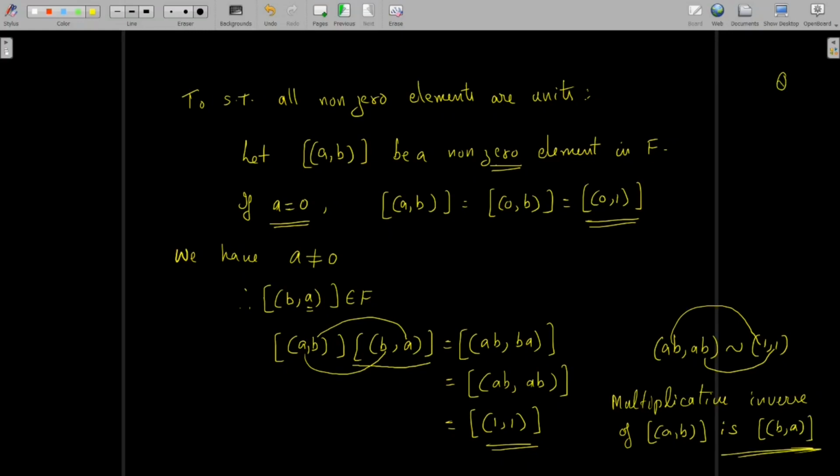In the case of rational numbers also, we can check whether the result is matching. We take a rational number A by B which belongs to Q, and we are taking here A not equal to 0, and what will be the multiplicative inverse of A by B? It is B by A. Since A not equal to 0, B by A also belongs to Q, and A by B into B by A is actually equal to the multiplicative identity 1. So from here also we can easily note that the equivalent class BA becomes the multiplicative inverse of the equivalent class AB.